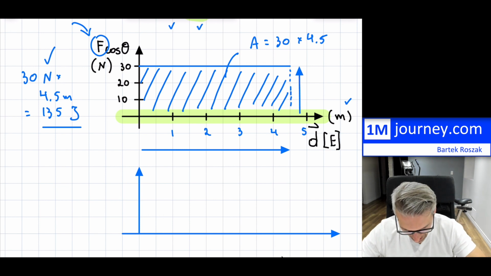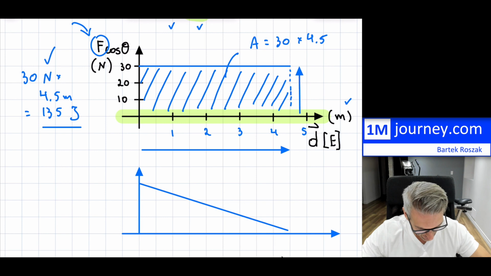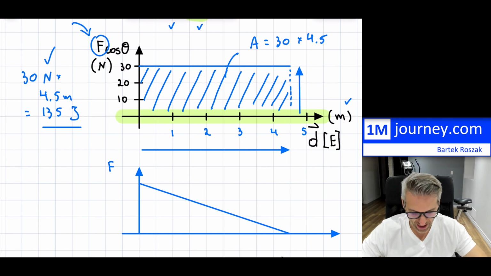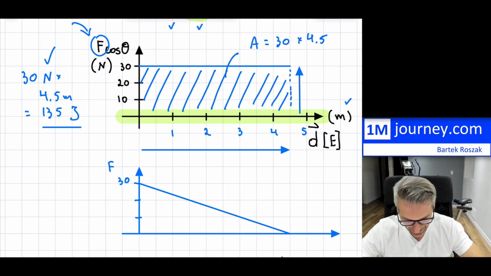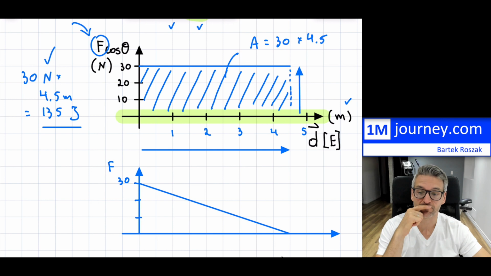Now, what if instead of the force being constant, it was changing all the way out in here? As you can see here, if this was the force in the direction, it's still positive. So let's say this is 10, 20, this is still 30. Now all of a sudden, you might scratch your head and say, well, how do I calculate the work now? Because it's not a constant force that is being applied through the entire displacement.